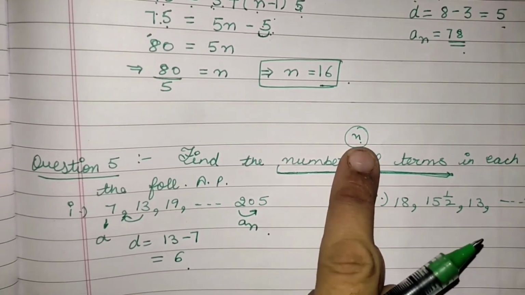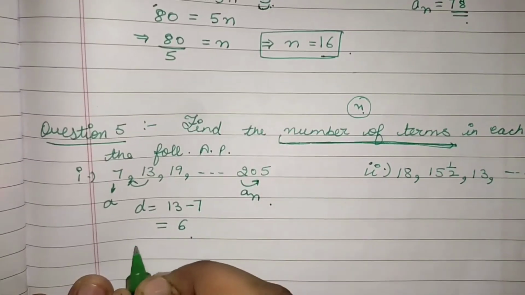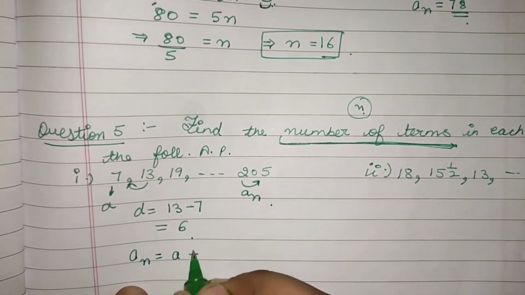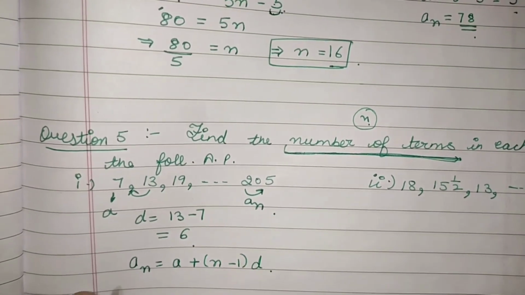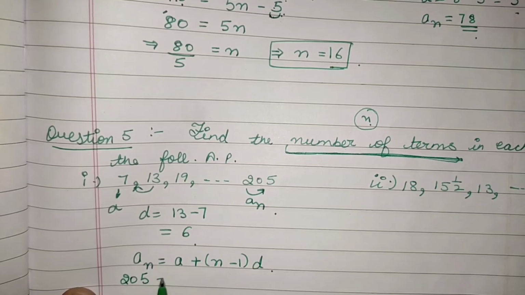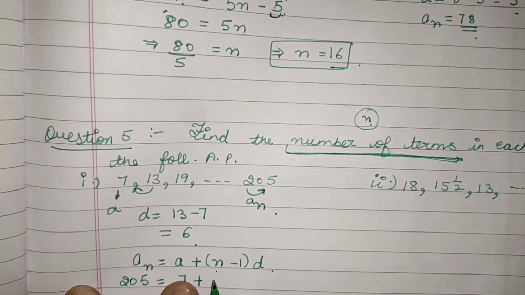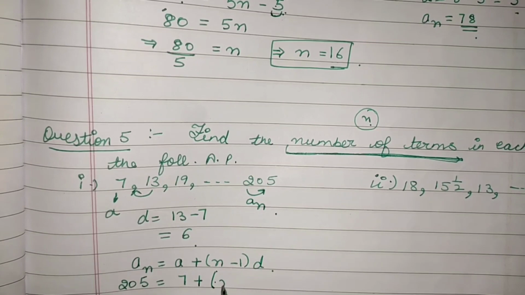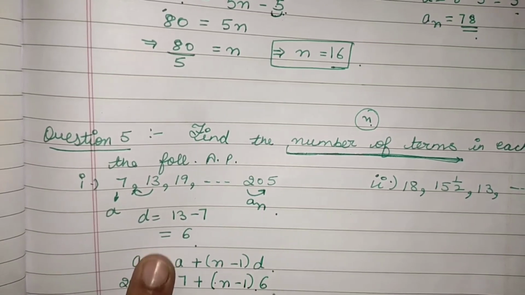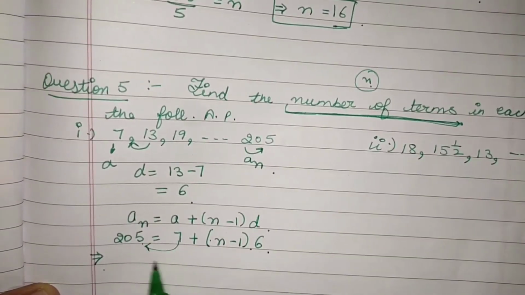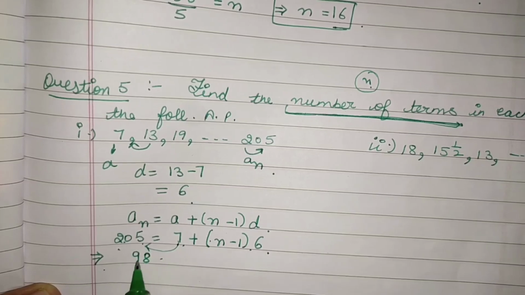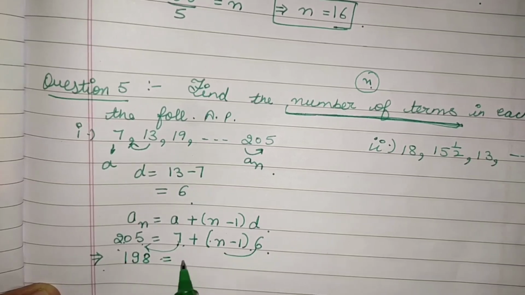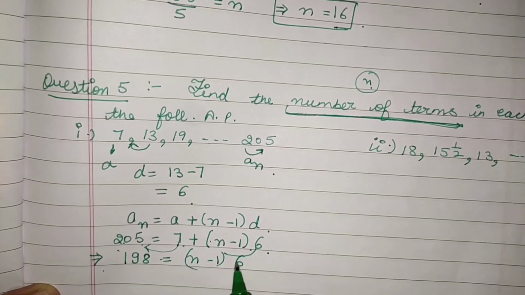So again you have to find out the value of n. Which formula do you have to use? You have to use the formula an is equal to a plus n minus 1 into d. An is my 205. A is my 7 plus n, which I have to find out, minus 1 into d, which is my 6. Okay, so now when we do the subtraction here, I will get 198 is equal to n minus 1 into 6.